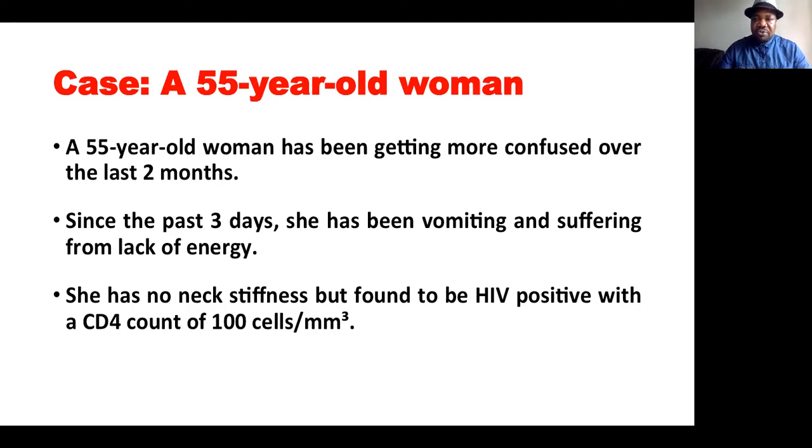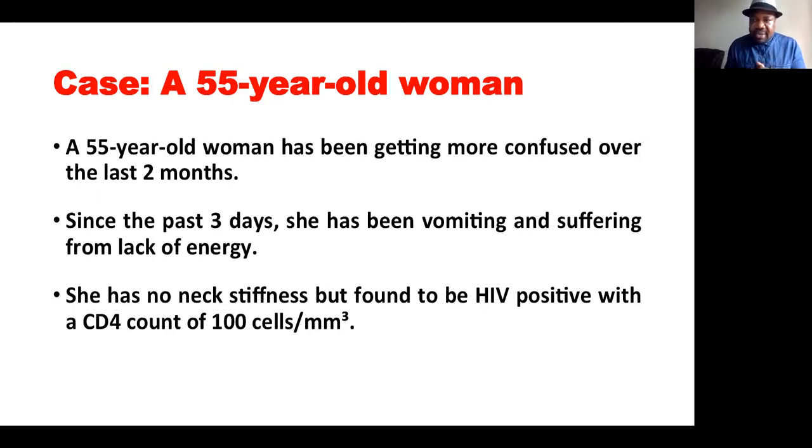So we have this patient who has been getting more confused over the last 2 months. It gives you an indication of a chronic condition. This has been happening for the past 2 months now, so it's not an acute case, it's not an acute meningitis. So this is a case that is chronic. Then for the past 3 days, the patient started having vomiting and lack of energy.